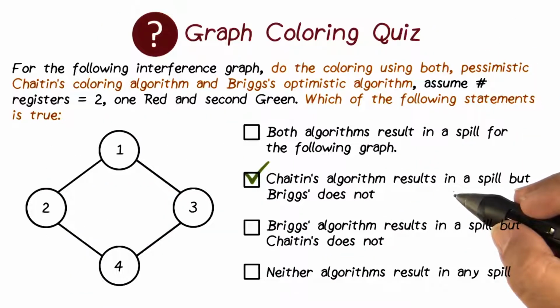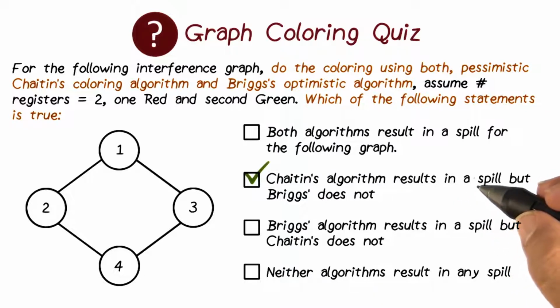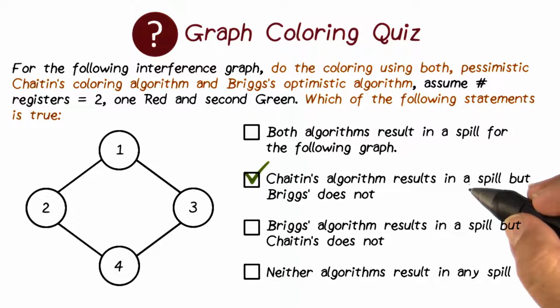The correct answer for this quiz is that Chaitin's algorithm results in a spill here, but Briggs does not.